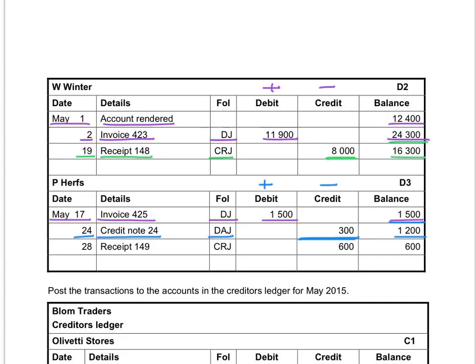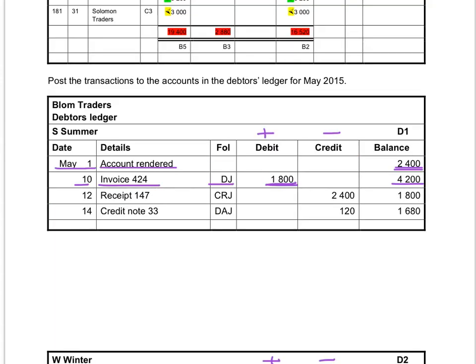The account of P. Harps, we will show on the 28th that we issued receipt 149 to him. We're posting this entry from the cash receipts journal to the credit side of his account to reduce his account from 1,200 with 600 to a new outstanding balance of 600 Rand.